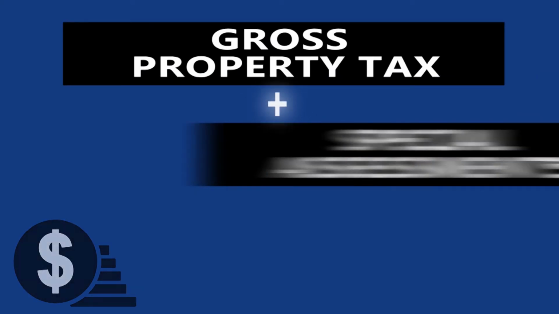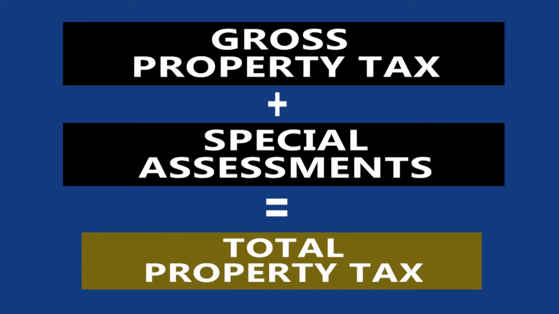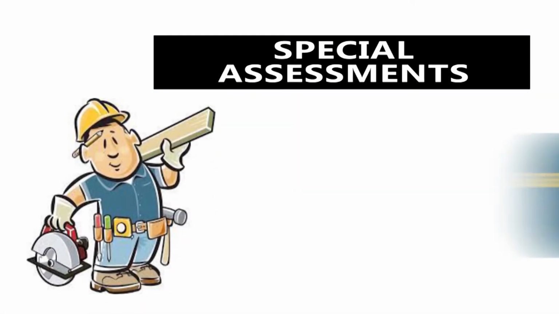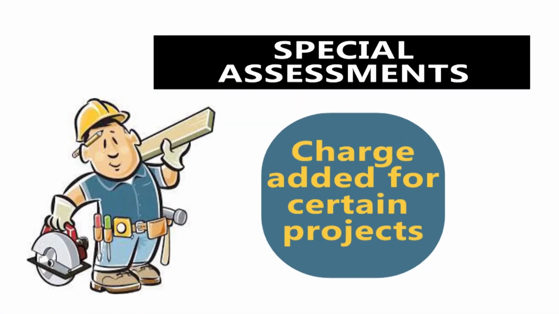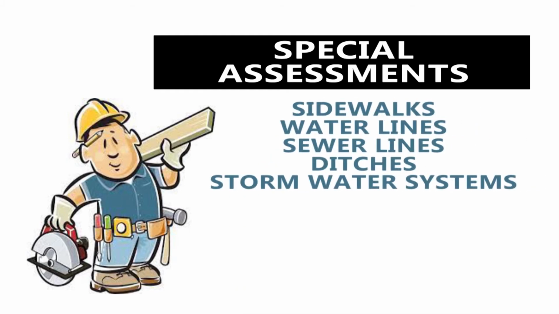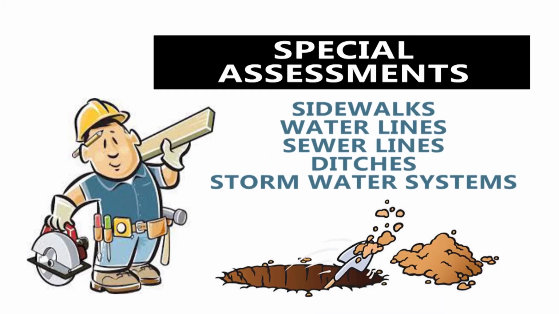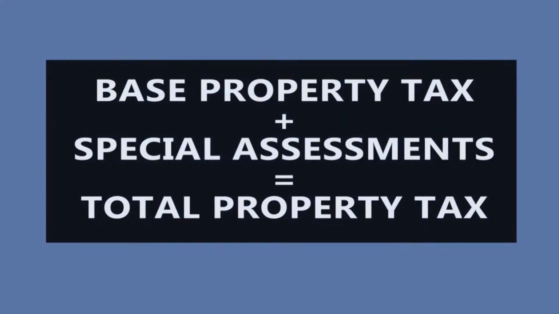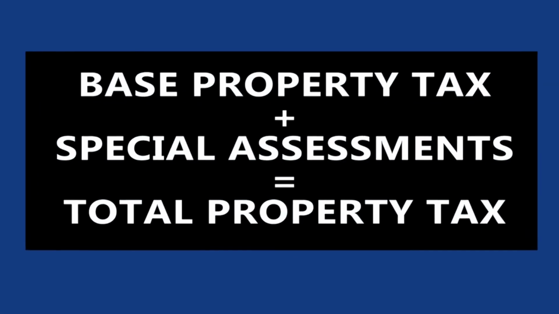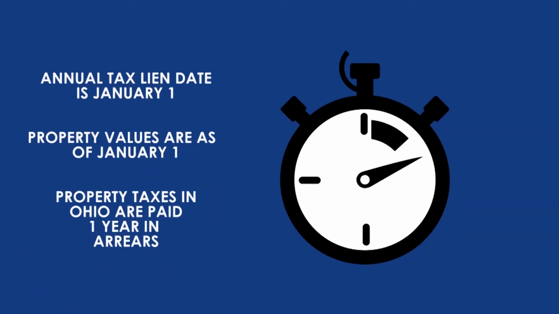Now let's go on. Gross property tax plus special assessments equals the total property tax. In addition to the gross property tax, taxpayers may also be subject to special assessments. A special assessment is a charge added for certain projects, such as installing sidewalks, water lines, sewer lines, ditches, or a storm water system. The gross property tax plus the special assessments equals the total property tax for a period of time.